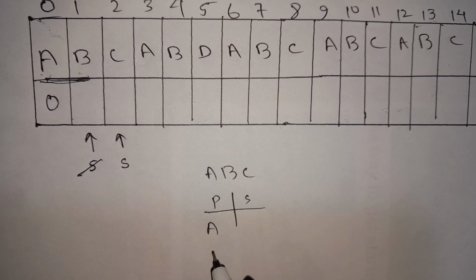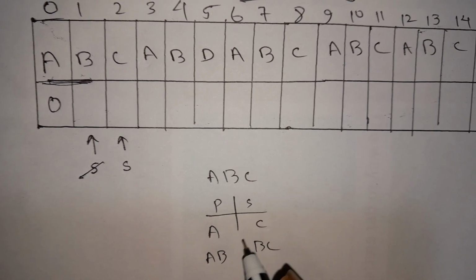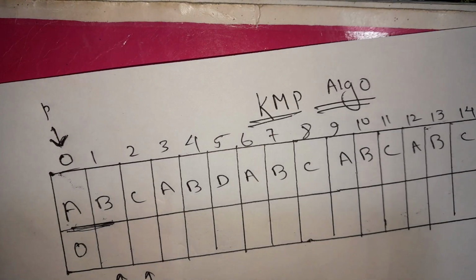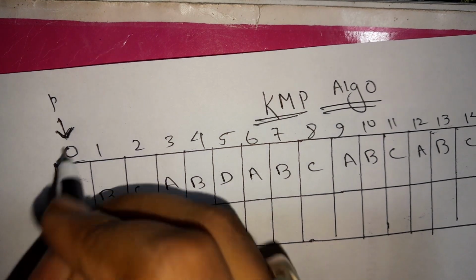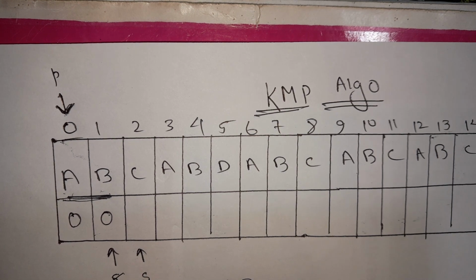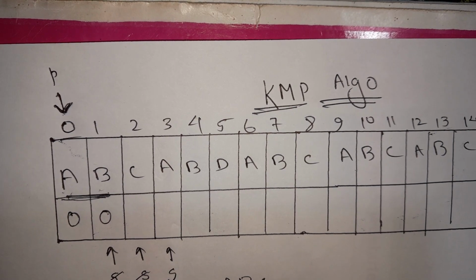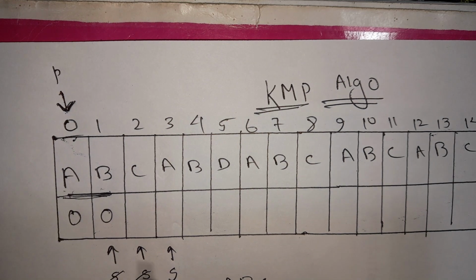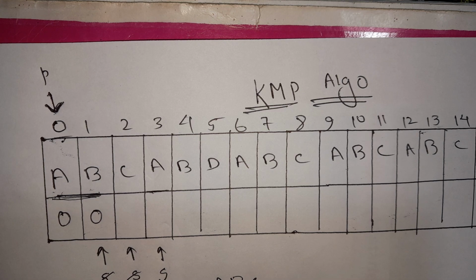My prefix can be A, my prefix can be AB, my suffix can be C, and my suffix can be BC. So here I have noticed that there is no such common element, so I can also put 0 here when my suffix is here and my prefix is here. So I have also got another mismatch. Now I will increase my suffix here and my prefix is there, and I will compare whether this prefix and this suffix are matching or not.